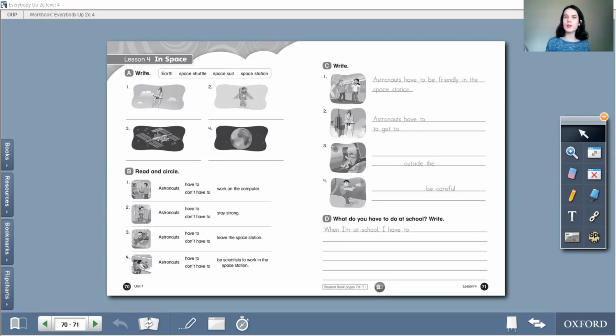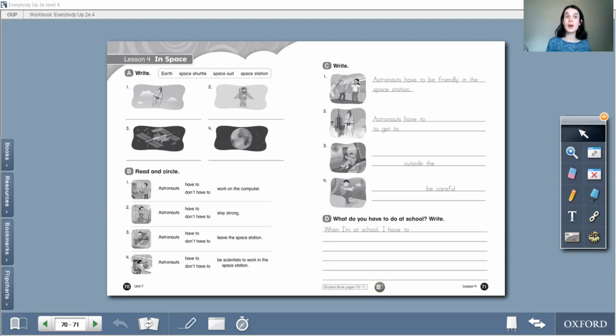In space, do you remember which terms we learned yesterday? In space, what do we have? We have Earth. We have space station, right? We have space shuttle, and we have Earth. We have space suit, right? Astronauts wear it, right? Great. And our exercise will be about it.